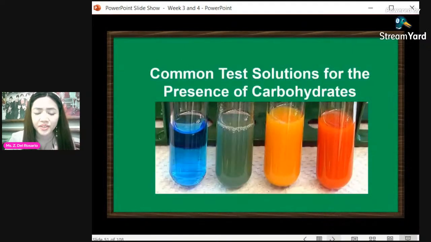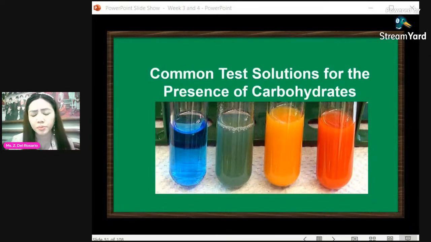Okay, there. Those are the different common polysaccharides, which are starch, glycogen, and even cellulose. In relation to that, did you know that it is possible for us to know whether these carbohydrates are really present in the food that we are eating? And it is possible through different oxidizing agents or test solutions. These test solutions determine whether there is indeed a presence of a carbohydrate.